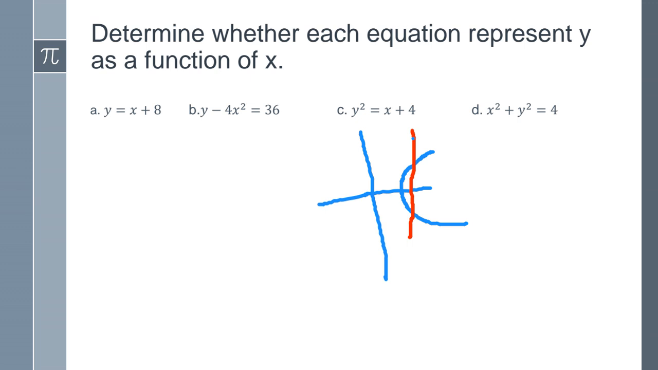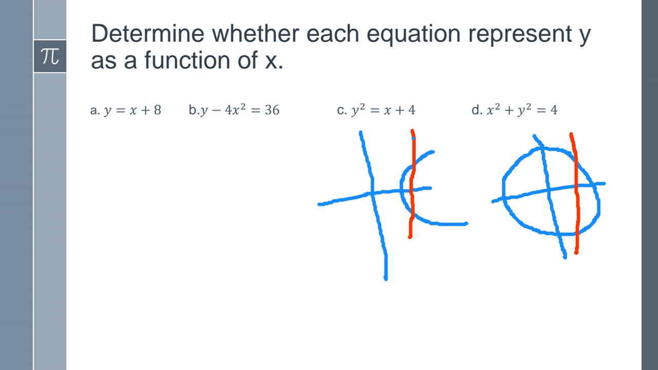And if I do D, again, I know this one is a circle, and hopefully you've done circles already in your class. This is a circle with a radius 2, okay? So again, if I do my imaginary vertical line, my red line, I see that my graph crosses at 2 places. So hence, C and D are non-functions. A and B were, but C and D are not.